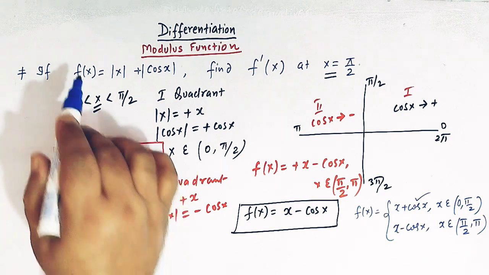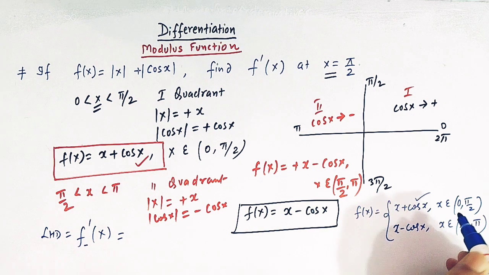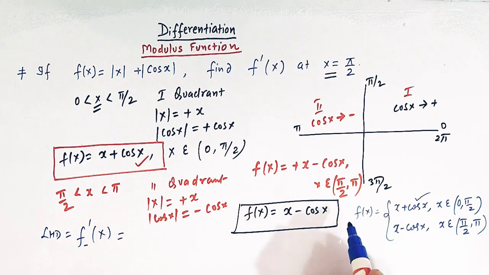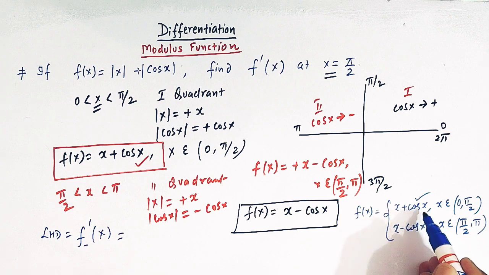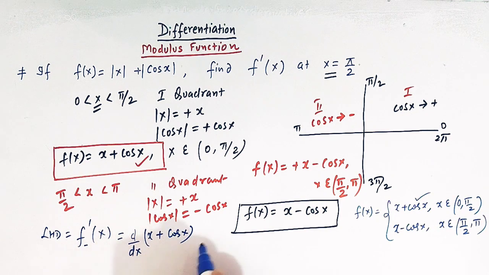So the left hand derivative of this function may be denoted by f prime of x, and here we can put a negative sign, right? So f prime of x, that is the left hand derivative of this function at x is equal to pi by 2, can be obtained by differentiating x plus cos x with respect to x, right? So we have dy dx of x plus cos x. So this is 1 minus sin x, right? The derivative of x is 1 and the derivative of cos x is minus sin x, right?